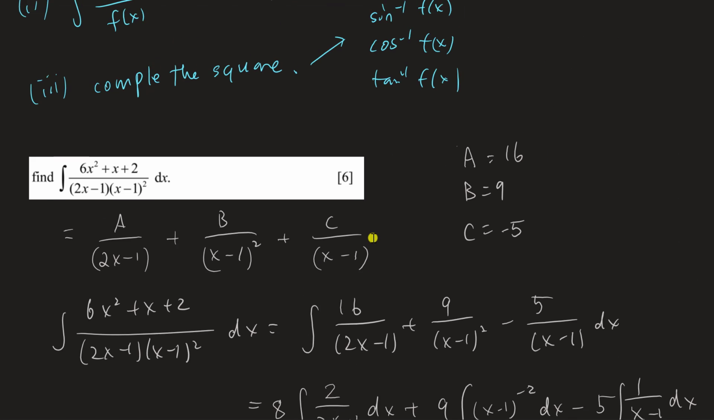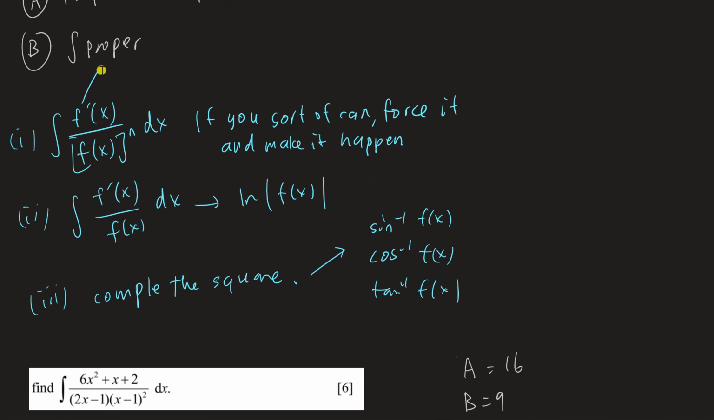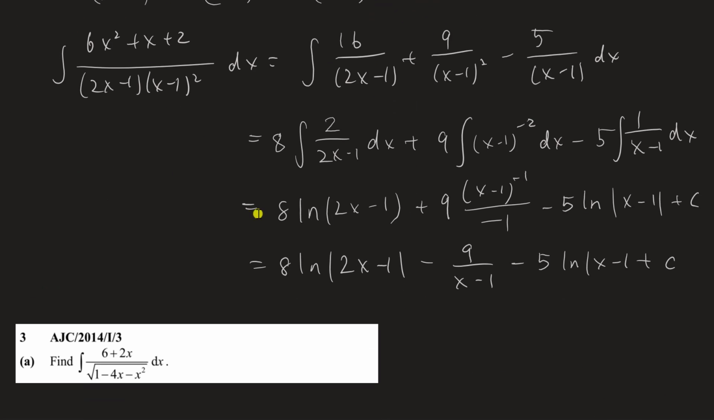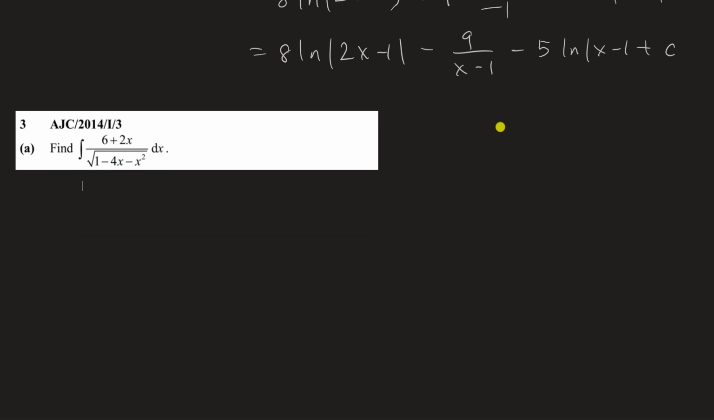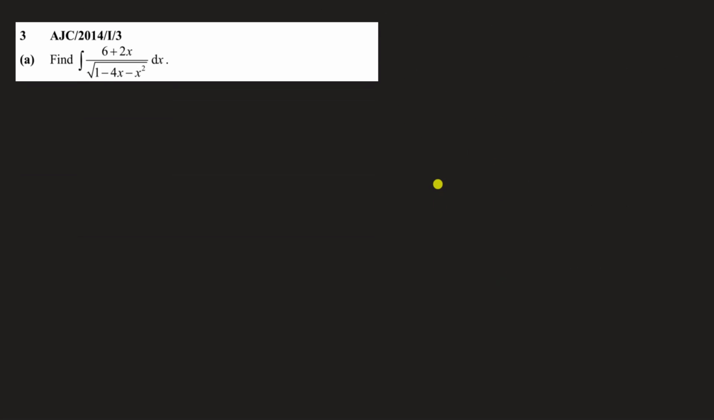So if we can't do that, can we use this? If it's proper, can we use f prime x over fx to the power of n? Like we said at the beginning of this lesson, you sort of can. Let's take a look how.